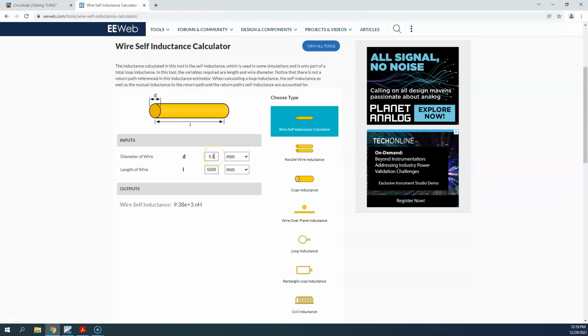18 or 20 gauge wire is approximately 0.8 millimeters in diameter. If I say I have a 5 meter long data link cable, then each of these wires has this self-inductance. This is in units of henries, and nanohenries at that. So nano is 10 to the negative 9th.